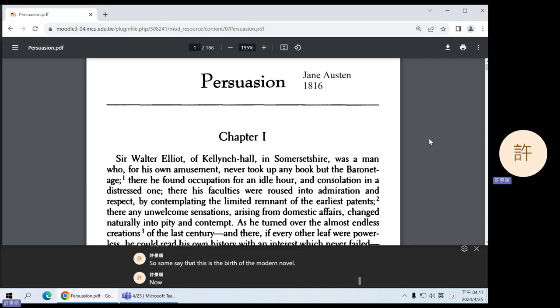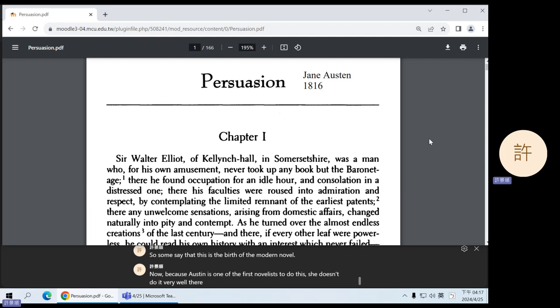Now, because Austen is one of the first novelists to do this, she doesn't do it very well. There are some places where she tries to shift perspective and it doesn't quite work. For example, when we talk about quotations, if you're taking my grammar class, you will probably recognize some of what I'm saying. When we talk about quotations, either we say, I heard him say that blah, blah, blah. Okay, she said that she wanted to go home.